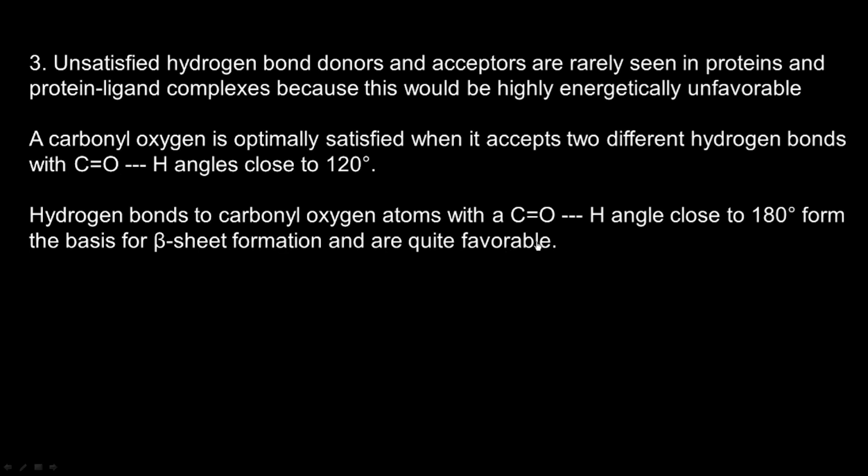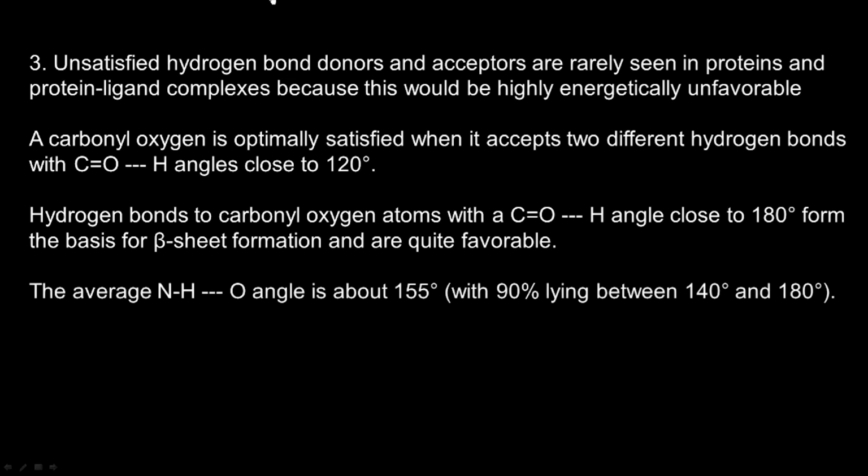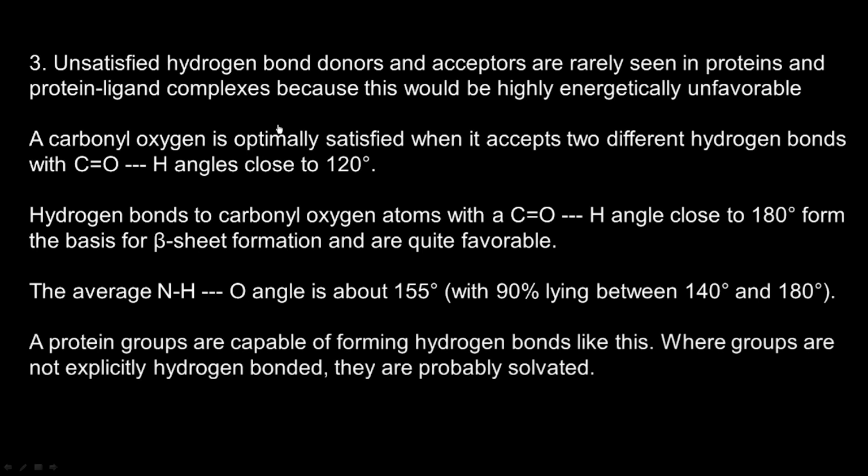The average N-H...O angle is about 155, with 90% lying between 140 and 180. So ideally the N-H...O angle should be 155. If you are designing a ligand and there are hydrogen bond acceptors in the amino acids in the active site, then look for that sort of angle. Where protein groups capable of forming hydrogen bonds are not explicitly hydrogen bonded, they are probably solvated. So you need to remember that if there are some groups which are not hydrogen bonding, there could be water coming in and they may be interacting with the water.